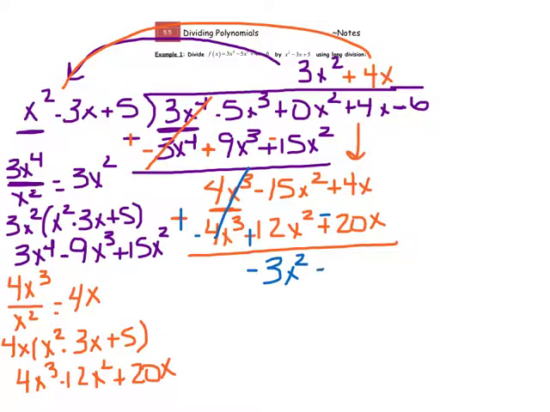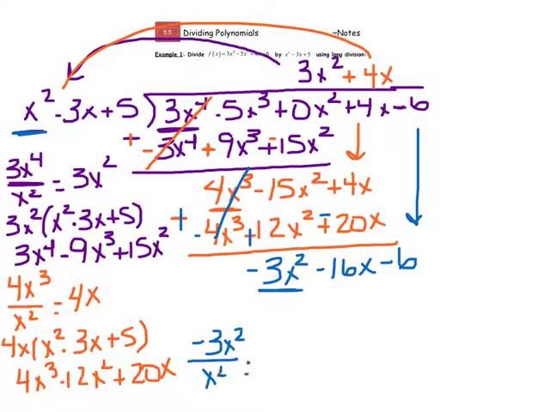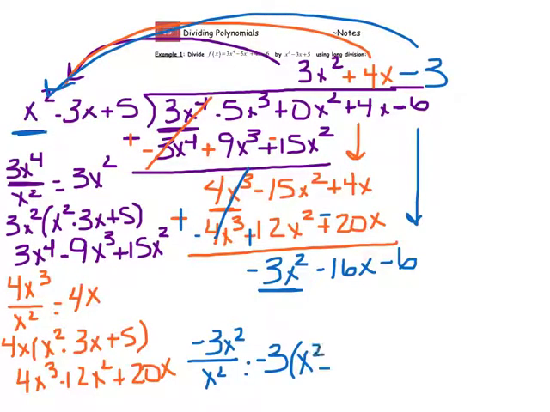4x minus 20x is a negative 16x. And then we need to bring down this negative 6. So this should be the last time we're doing this. All right, so again, we're going to take that first term and divide it by the first term up here. So we have negative 3x squared divided by x squared gives us a negative 3. So that's what I write on the top. And then I go ahead and multiply that out times x squared minus 3x plus 5, which gives us a negative 3x squared plus 9x minus 15.